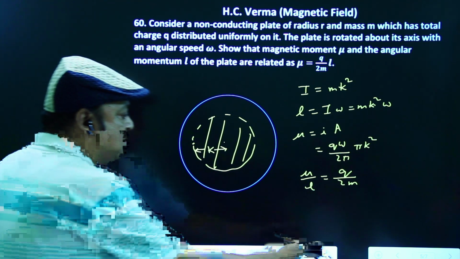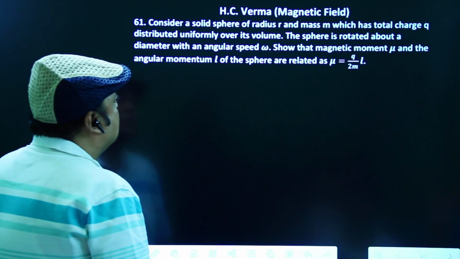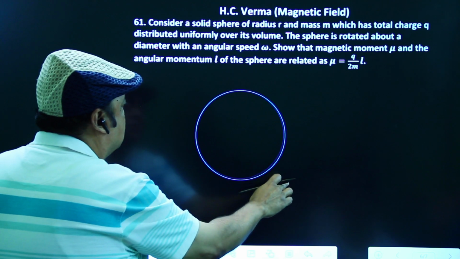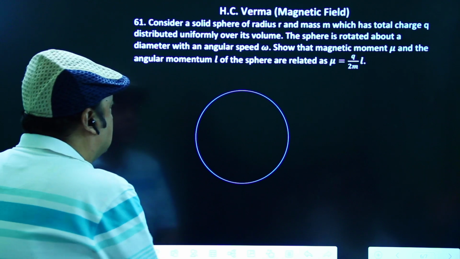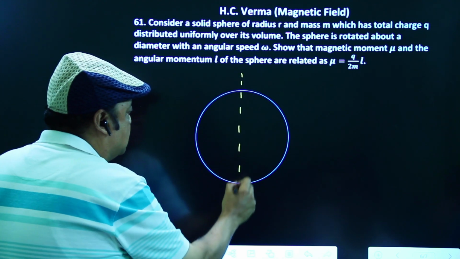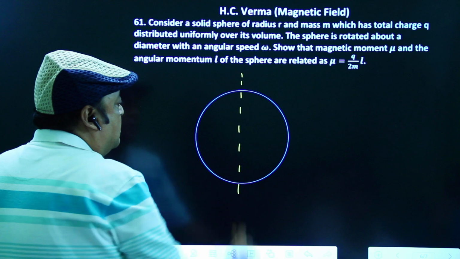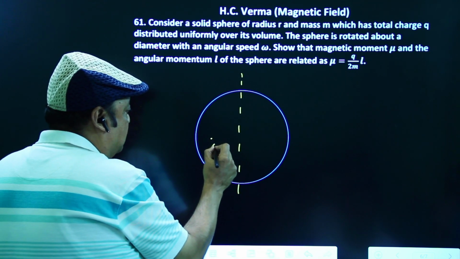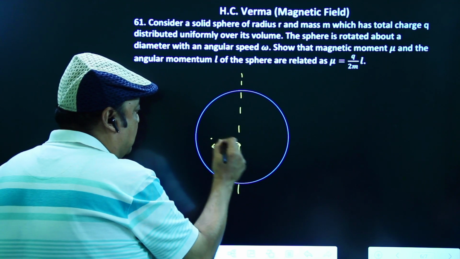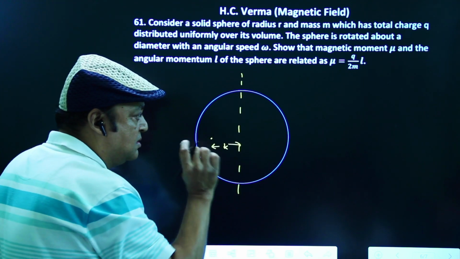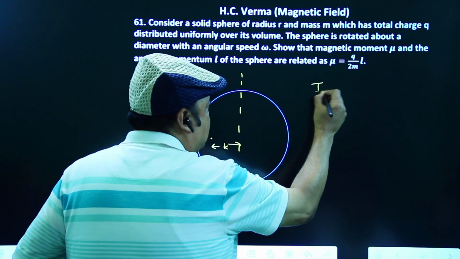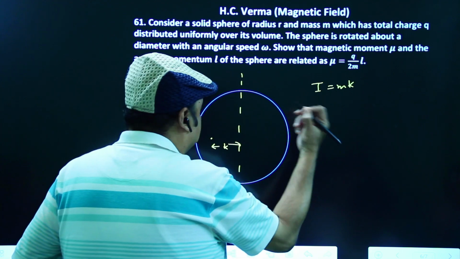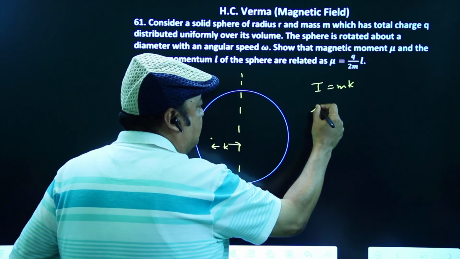Right? The next sum, 61, is now on a solid sphere, right? And it is rotating about this axis with omega. Okay. Now again we take, from the center, the radius of gyration, which is this point. The entire mass seems to be concentrated here, so it is rotating like this. So we don't have anything much to do. We know that I is again mk square, where k for a solid sphere will be root 2 by root 5 into r.